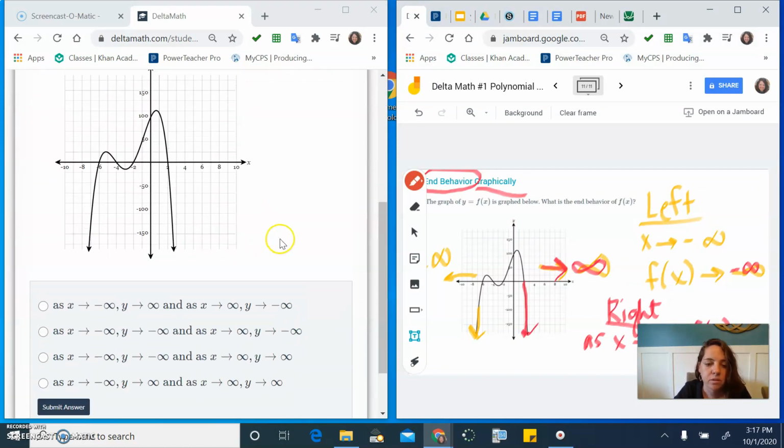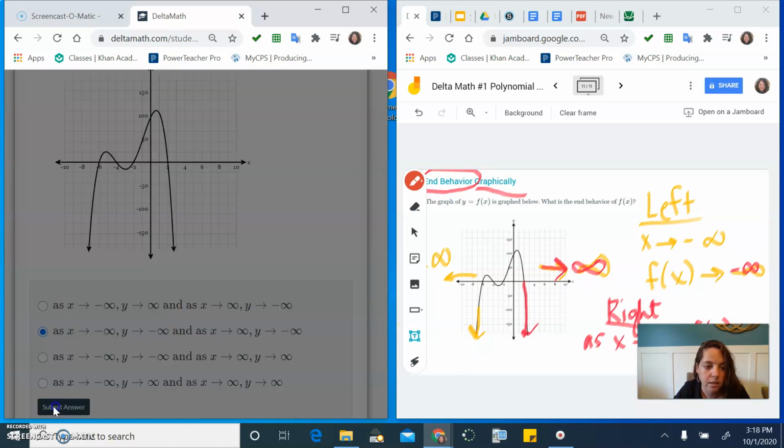So this is where it gets a little confusing. As x goes to negative infinity, f of x, or y, they put y here, goes to negative infinity. So negative, negative, negative, positive, nope, negative, negative. Okay, this might be it, or it could be this one. I'll have to read carefully. They both say negative, negative. And as x approaches positive infinity, what happened on the right side? It went down again, so negative infinity. Y went down, so this is the right answer.